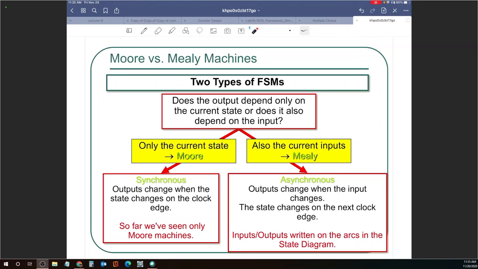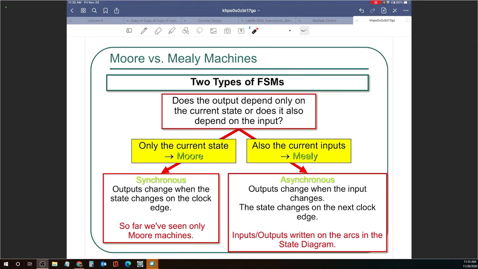By this time, you guys already know some or all the information that is presented over here. The top box says, does the output depend only on the current state or does it depend on the input? That was the question. What do the outputs depend on? The first type of finite state machine was Moore, in which the output only depends on the current state. So they are called synchronous because the outputs change only when the state changes on the clock edge. So far we have seen only Moore machines.